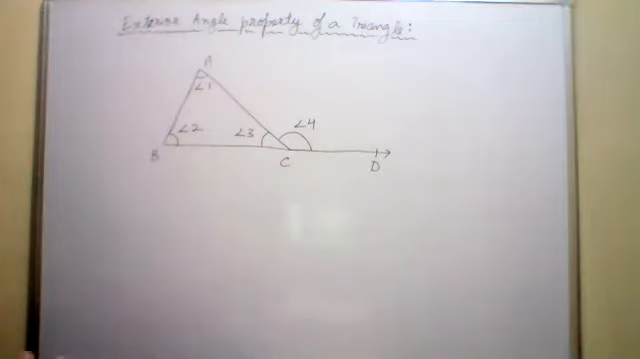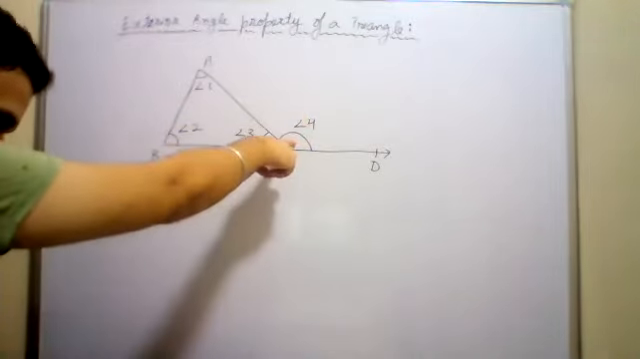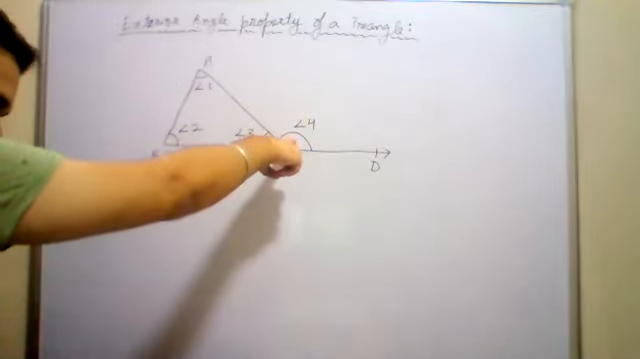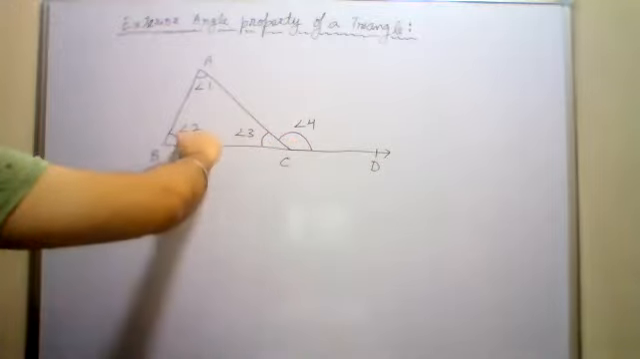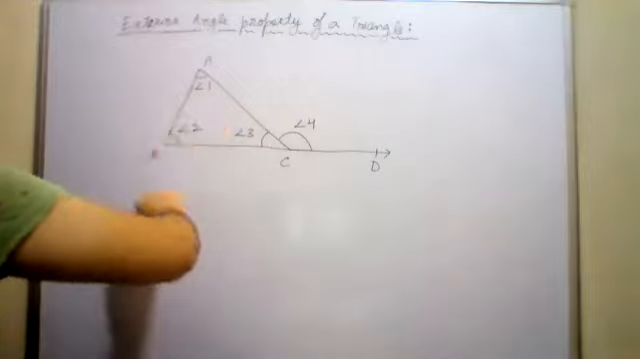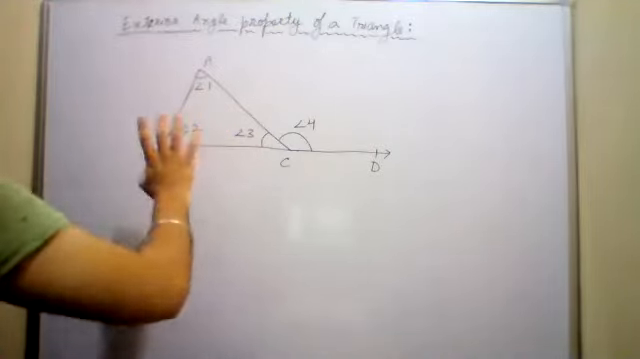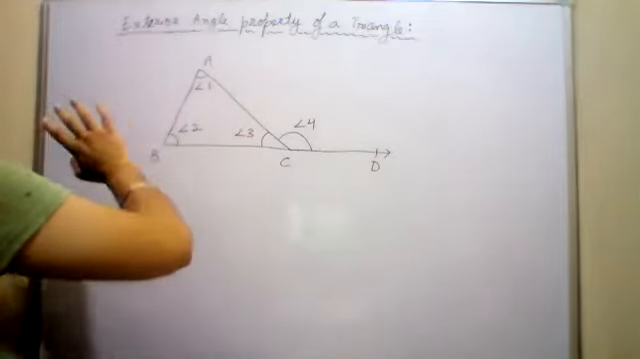Now let us understand what is the property. The statement of the theorem says that if a side of a triangle is produced, then an exterior angle is formed. The exterior angle so formed, this angle, is equal to the sum of opposite interior angles. So in this figure, you can see that there are three interior angles, angle 1, angle 2 and angle 3.